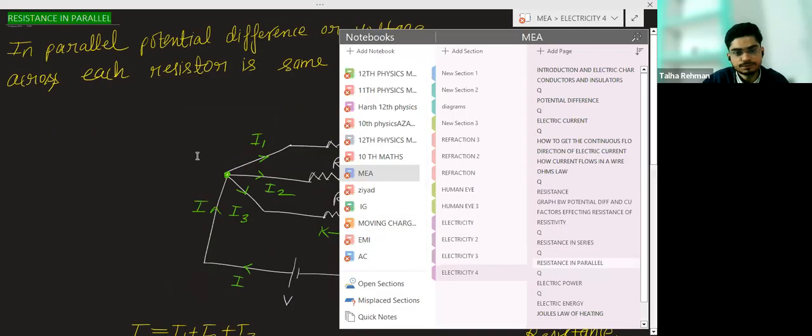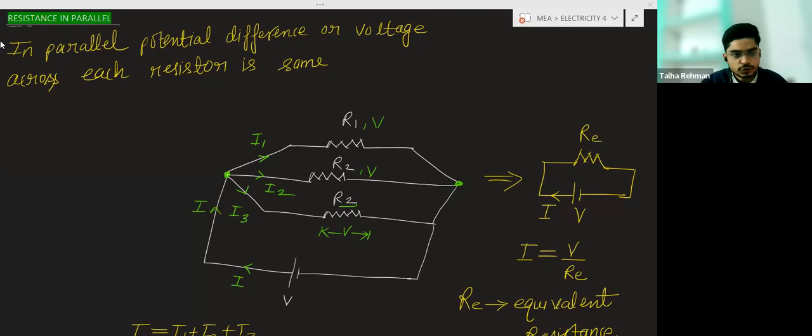Now parallel combination. We will discuss parallel combination. Okay. See here. But before that, you should know that in parallel combination, the potential difference or voltage across each resistance is the same. In parallel combination, voltage is the same across each resistance. In series combination, current is the same across each resistance.